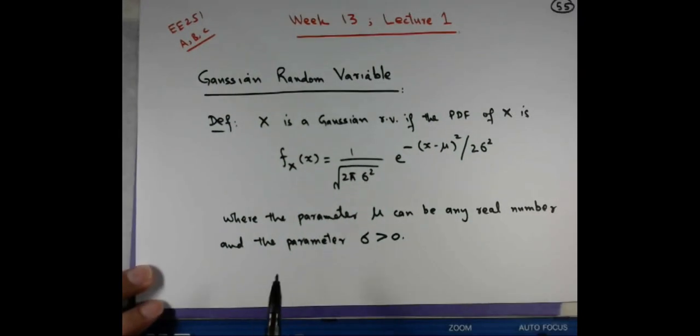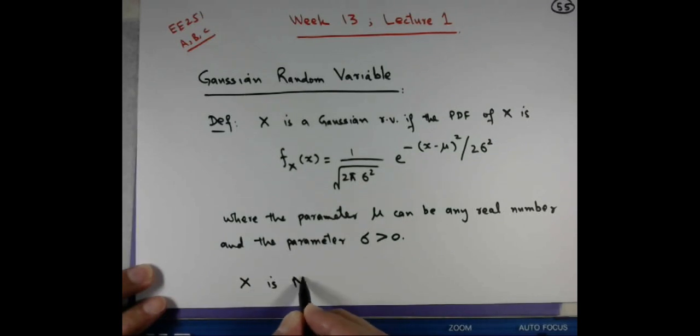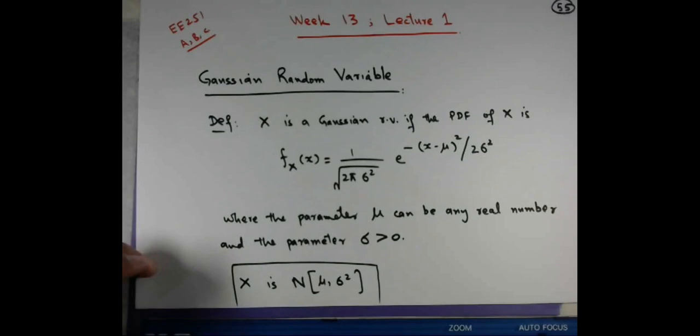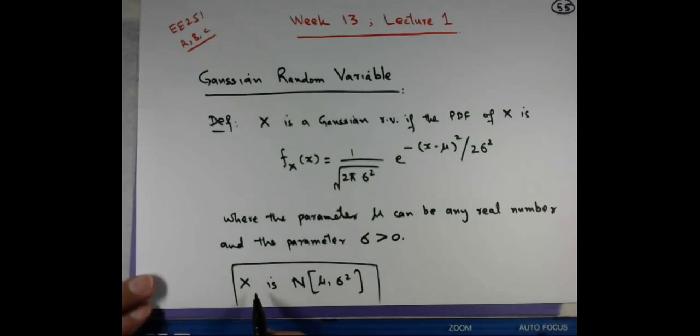We also sometimes utilize the notation, for example, x is N of mu comma sigma square. In some of the books you can find this notation as well, and this simply means that x is a normal random variable, and normal is another word for Gaussian random variable. So if you see a statement like this, it means x is a normal or Gaussian random variable with these two parameters, mean mu and variance sigma square.